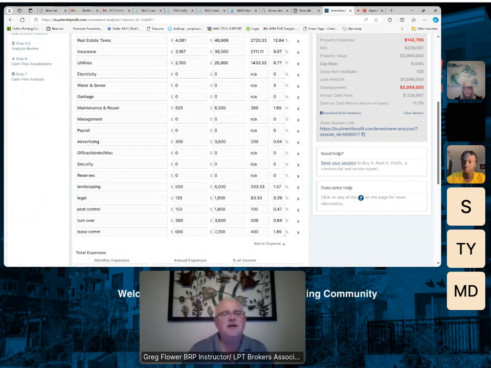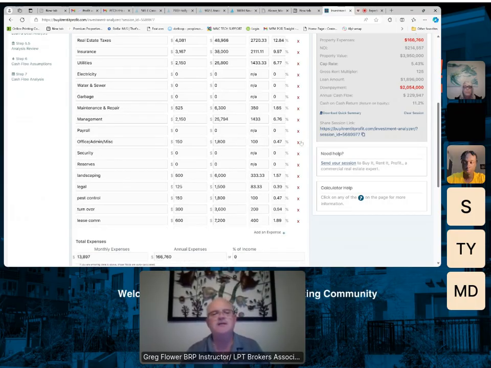Their admin fees are $1,800. They listed a lot of expenses. Their management fee, I thought this was a little high too, but it's really only like 6%. Almost that, almost 7%. And reserves.